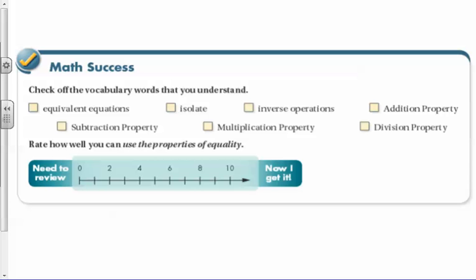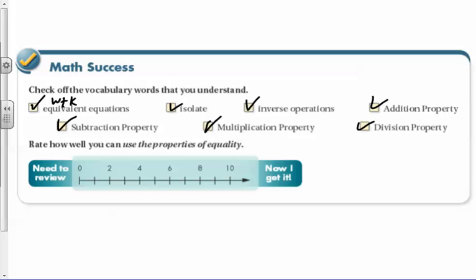And then this is the end now. Now rate yourself. Do you know any of these words? If you know equivalent equations, check it. If you don't, put this in your words to know. And then isolate, I know what that is. Inverse operations, I know what that is. Addition property, I know that. Division property, I know that. Multiplication property, I know that. And subtraction property, I know that, because they're all in my guided notes, I believe.